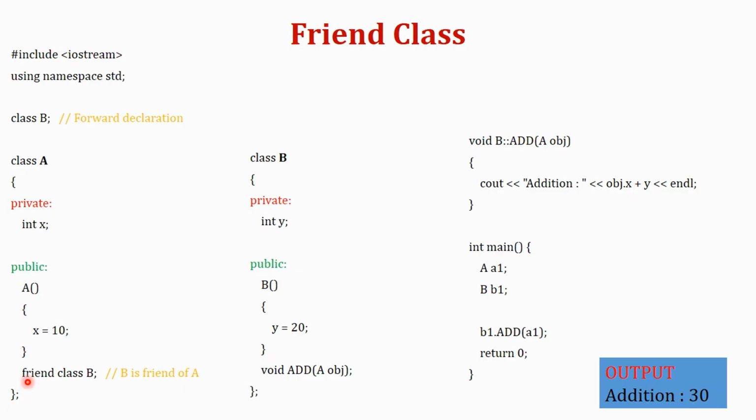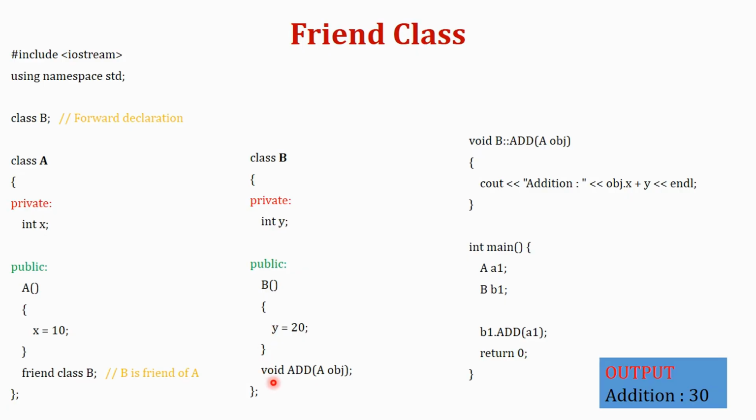The next one is we are declaring here friend class B. It means B is a friend of A. Then the class is closed. Again, we are creating another class B, and here we are declaring one variable under the private category, and then the constructor is defined under public. Here 20 is assigned to the variable.